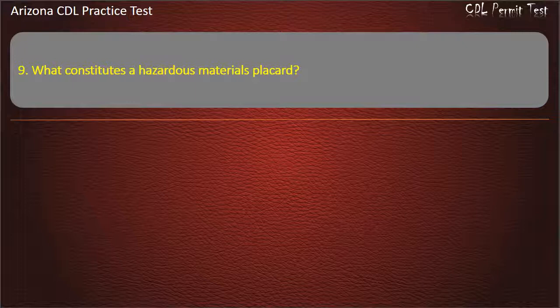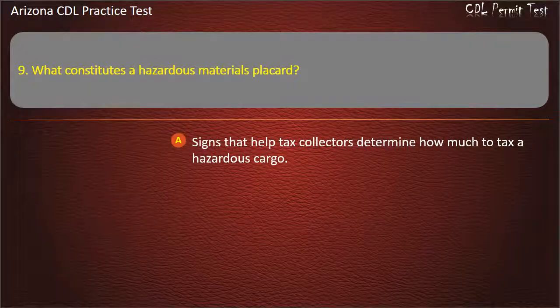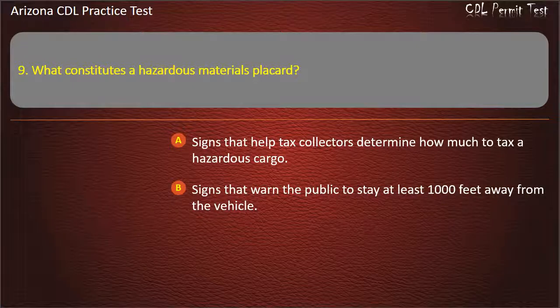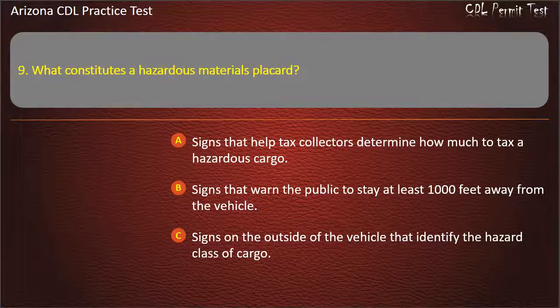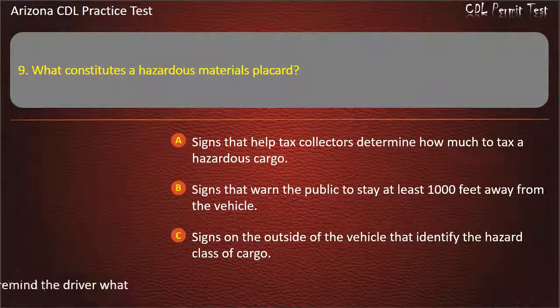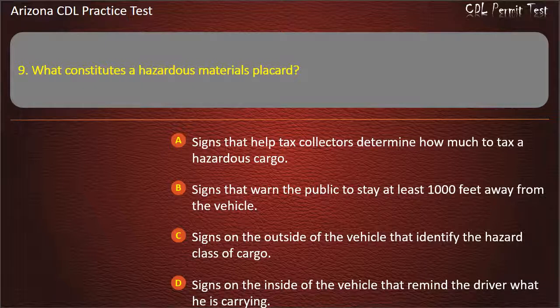Question 9. What constitutes a hazardous materials placard? Signs that help tax collectors determine how much to tax a hazardous cargo. Signs that warn the public to stay at least 1,000 feet away from the vehicle. Signs on the outside of the vehicle that identify the hazard class of cargo. Signs on the inside of the vehicle that remind the driver what he is carrying. Answer. Signs on the outside of the vehicle that identify the hazard class of cargo.